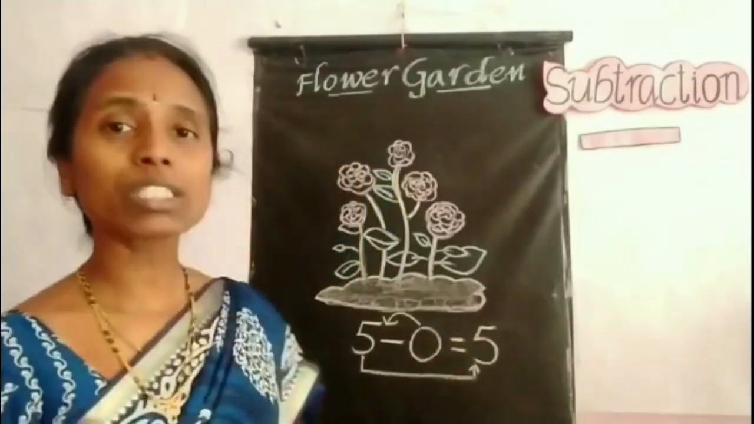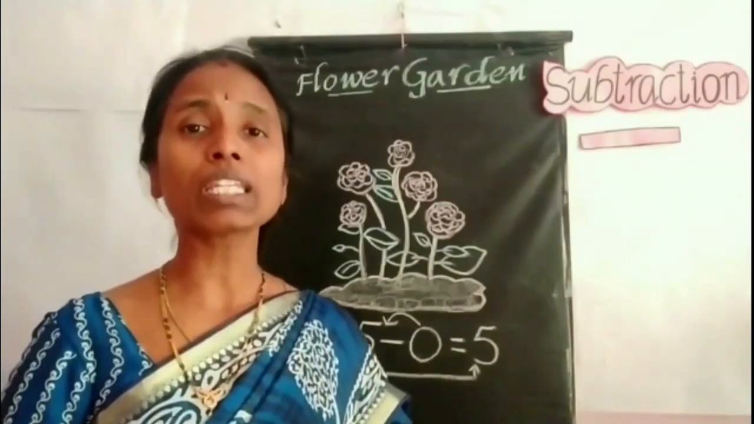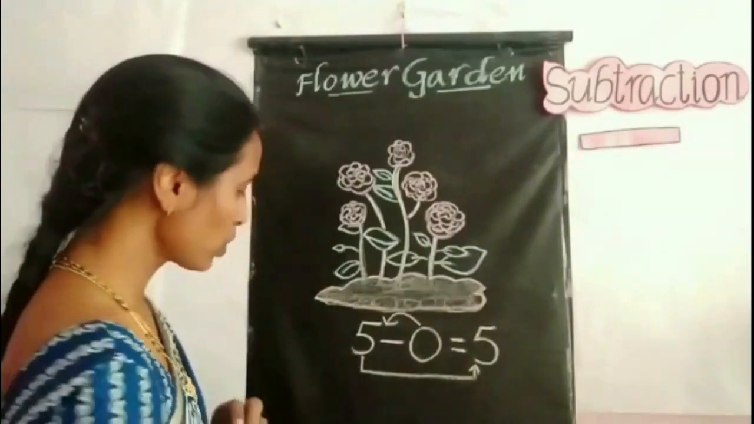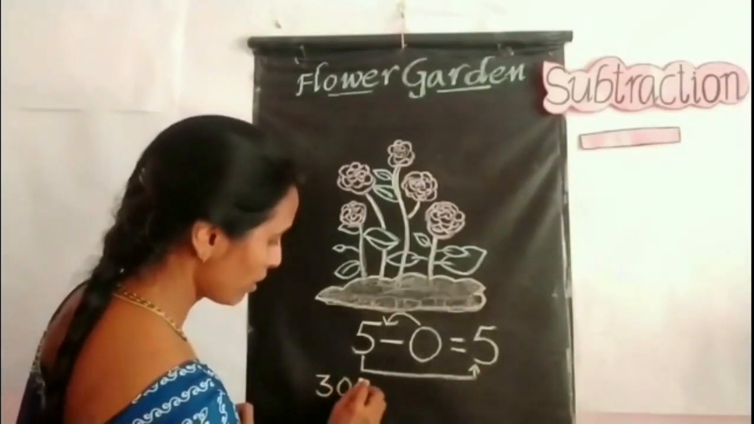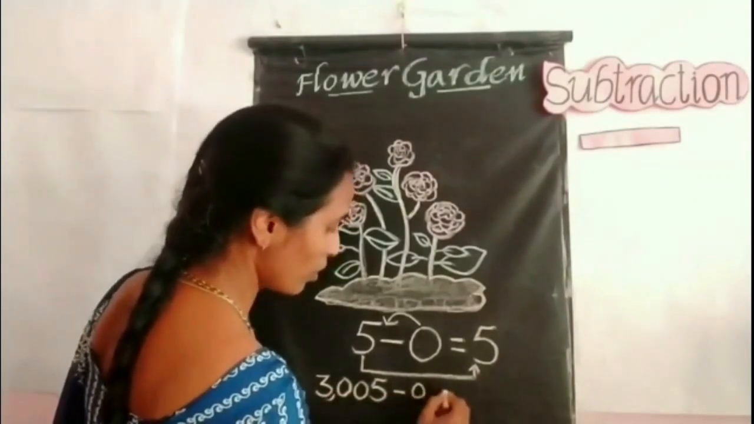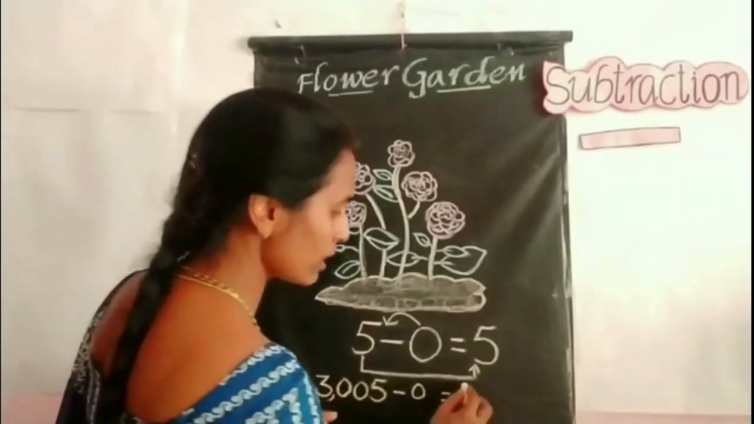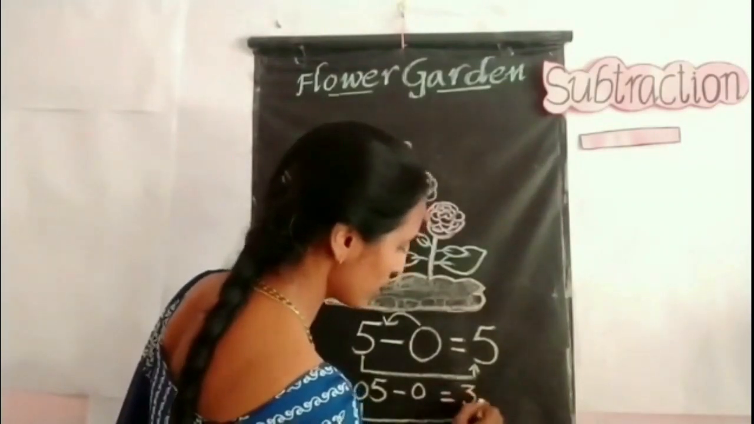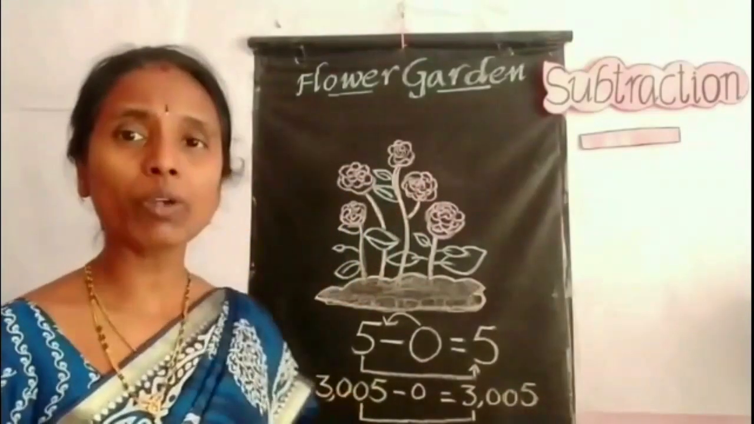Okay, children. So this is property 1, children. If we subtract 0 from any number, the difference is the number itself. So let me show you one more example, children. 3005 minus 0. So here I am subtracting 0 from 3005. What is the result? What is the difference? Again, we will get difference as 3005 only. Okay. This is property 1, children.